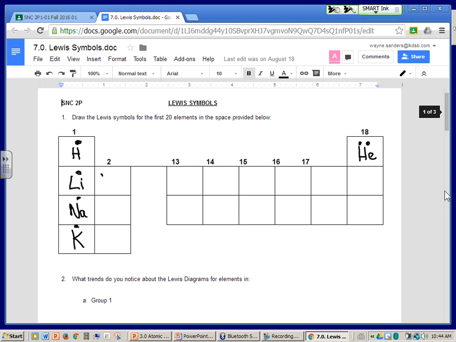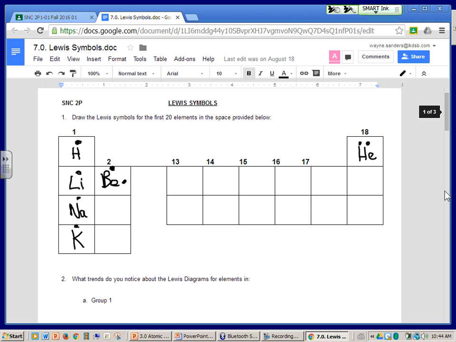Beryllium, Be. Now here's where it's a little different. How many dots for beryllium? What group is it in? Two. But this time we don't pair them up. 1, 2. You could put them on opposite sides. That's okay, but don't pair them up until they have to be paired up.